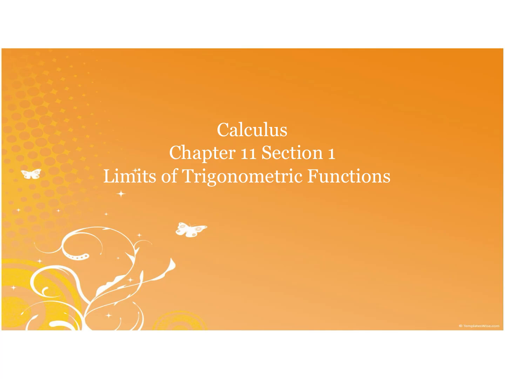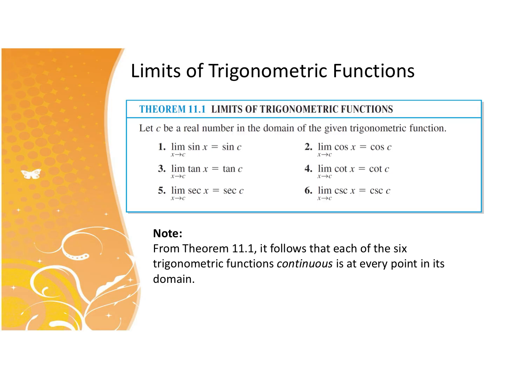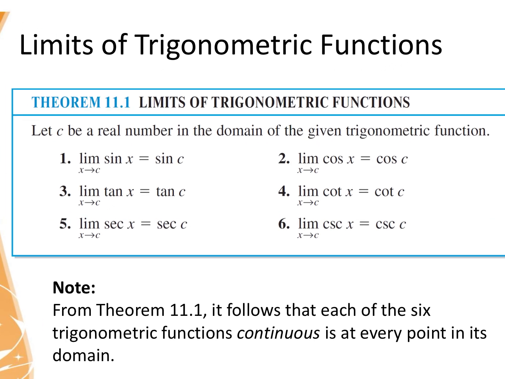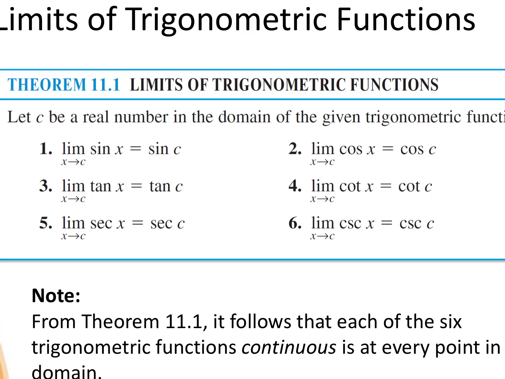11.1, we're going to be finding the limits of trig functions. So our trig functions are sine, cosine, tangent, and their reciprocals, cosecant, secant, cotangent. When we're finding the limit of our trig functions, so the limit as x approaches c of sine of x, we can just plug in c, our value for c, into the x, and that would be our limit. So our limit would be sine of c. Same thing with tangent, cosine, cotangent, all of them.